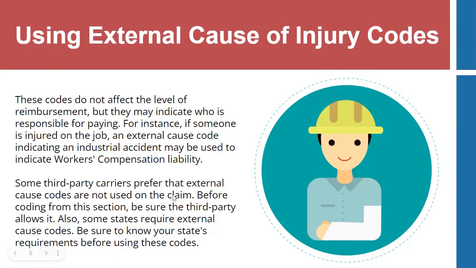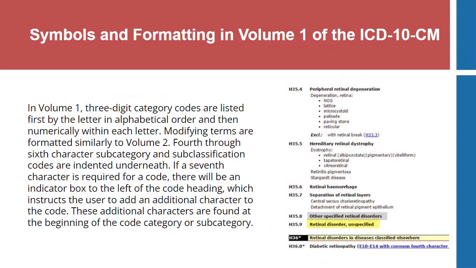Some third-party carriers prefer that external codes are not used on the claim. Before coding from the section, be sure the third party allows it. Also, some states require external cause codes. Be sure to know your state's requirements before using these codes. Again, there is so much more to billing and coding than just billing and coding, and that's why I said this is just an introduction. For those of you getting into that program, you'll get into more detail and learn what states require and what they don't, and things like that. So don't worry.